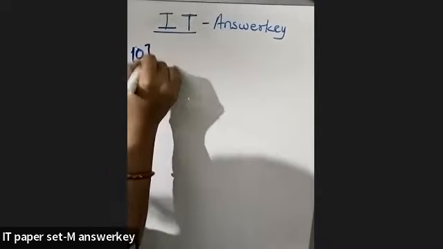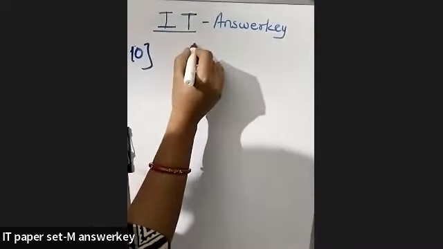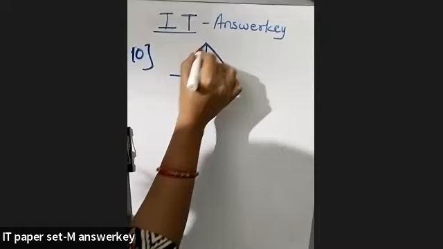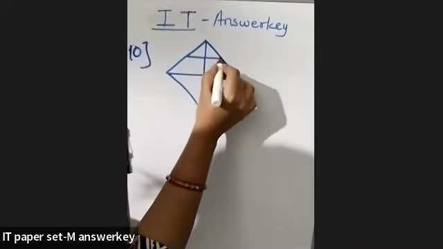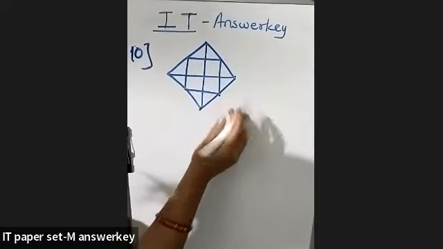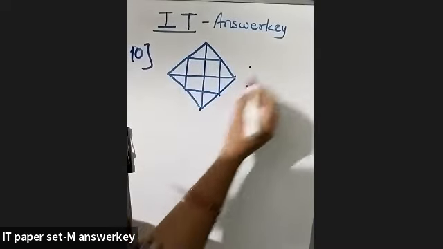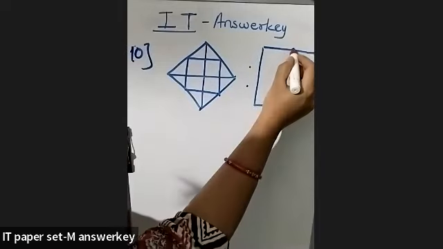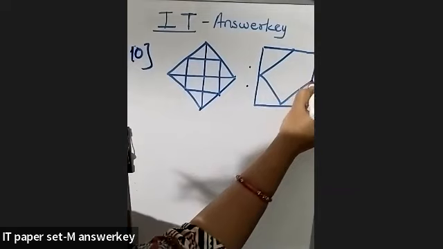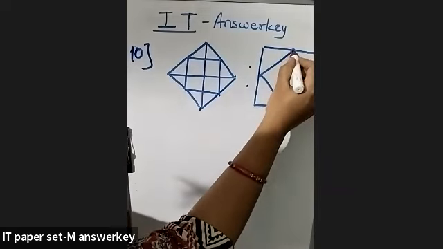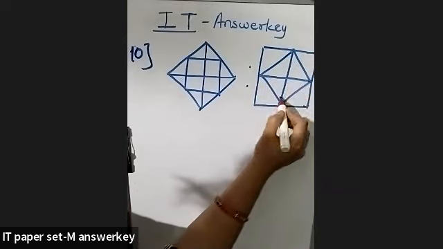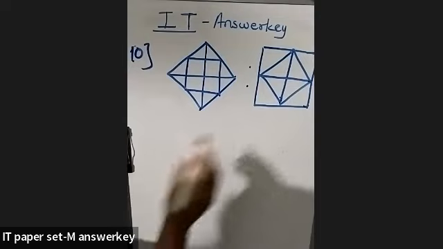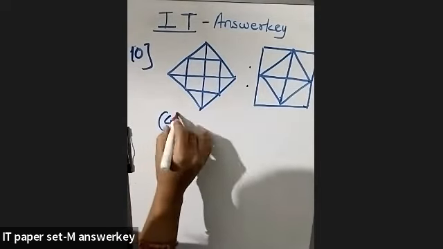Question number 10. First, there is a diamond shape. And in the diamond shape, there is a square. Now, what will we change? The square goes outside and the diamond shape goes inside. But the diagonals are as they are. The figure will look like this. So the right option is option number 4.